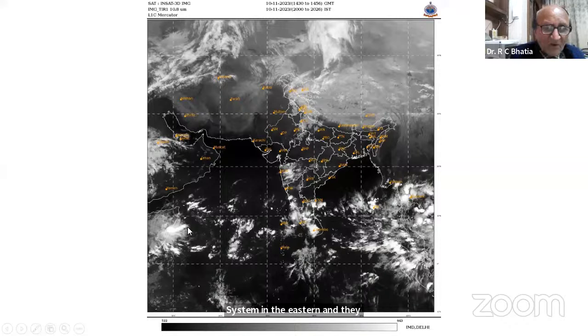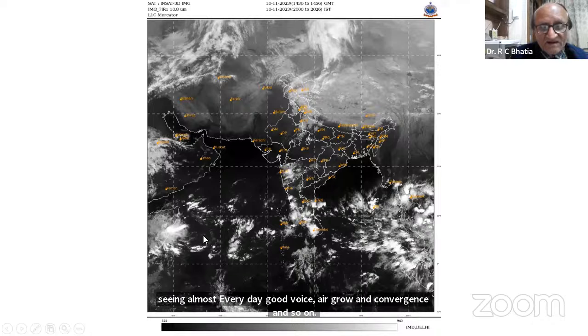And this year, what I found is the African coast has got very good rains for many days. I think from the end of October, I'm seeing almost every day good moist airflow and convergence and so on. So the Somali coast has got good rains this year.